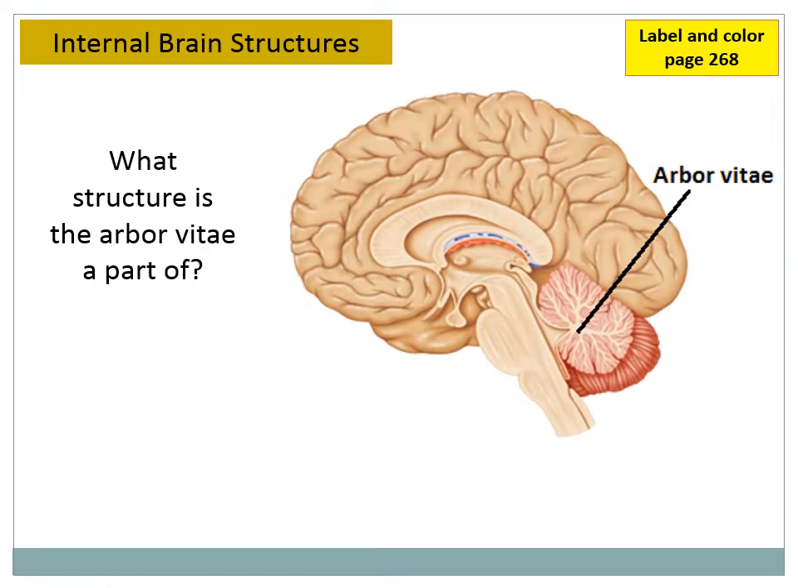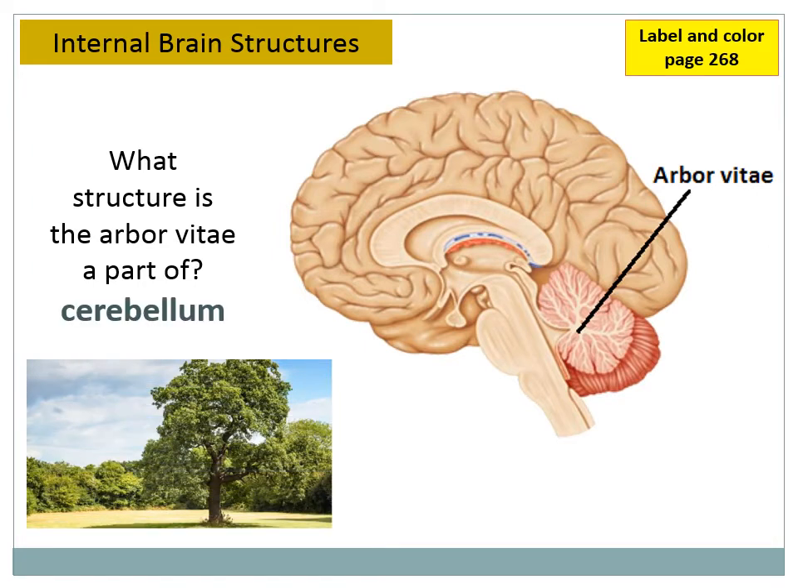We also have this thing called the arbor vitae. The arbor vitae sounds a whole lot like an arborvitae. If you've ever heard of an arborvitae, it is a plant. So hopefully that makes sense as to why it's called that. But what structure is the arbor vitae a part of? Yeah, it's a part of the cerebellum. We call it the arbor vitae because it looks like a branching plant, right? So it looks like a branching plant or a branching tree. If you've ever heard of Arbor Day, you plant a tree, all right? That's what arbor is all about. So it looks like a branching tree, and that is why we call it that.